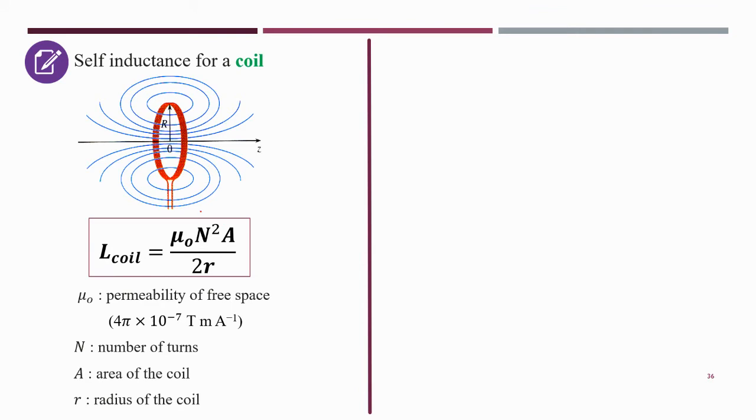It's also given that the self-inductance for one coil is equal to mu naught, where mu naught is called the permeability of free space, a constant value of 4 pi times 10 power of negative 7 Tesla meter per ampere, times N squared, where N is the number of turns, times A, where A is the area of the coil, divided by 2 times R, where R is the radius of the coil.